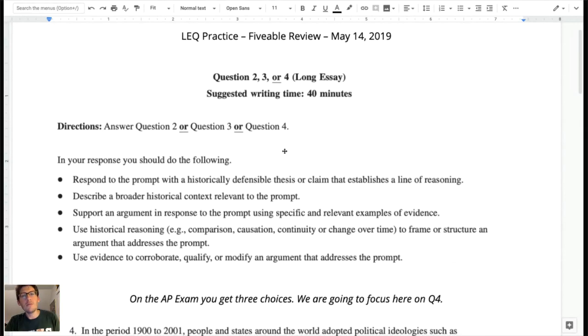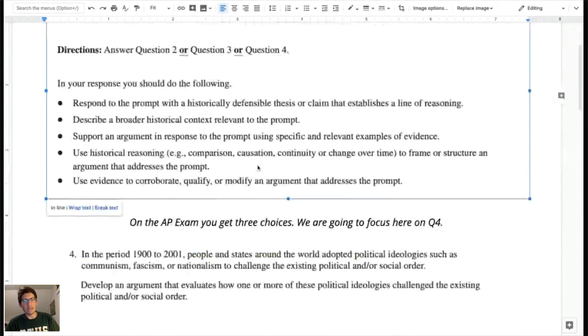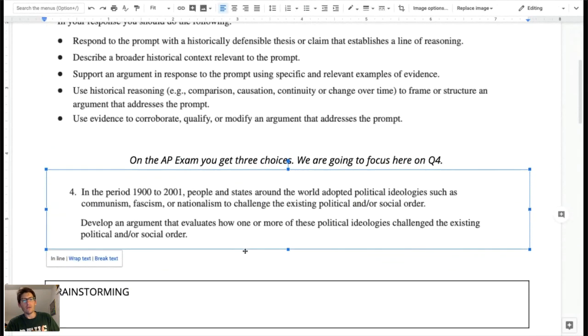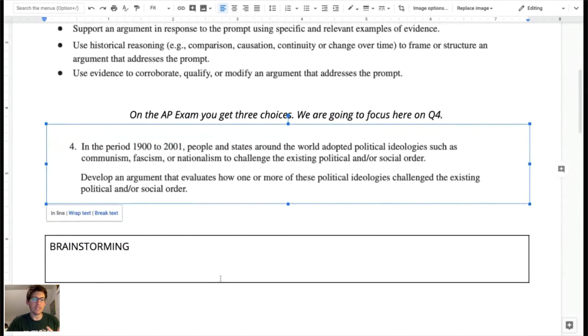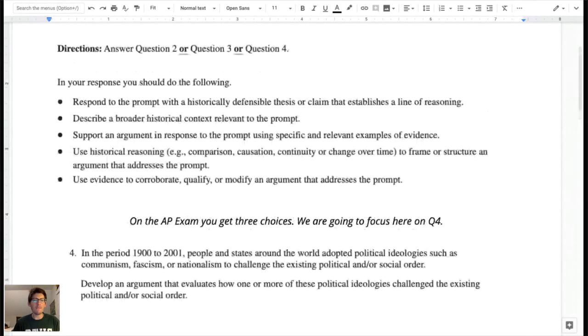So here we are, LEQ practice, Fiveable review. Most everything that you see, these images, they are from the College Board, so using them just here to give us an example. The directions will give you 3 options, and you can take a look at the College Board resources to see what the other 2 essays were last year. We're going to focus on question 4 from last year's released exam.